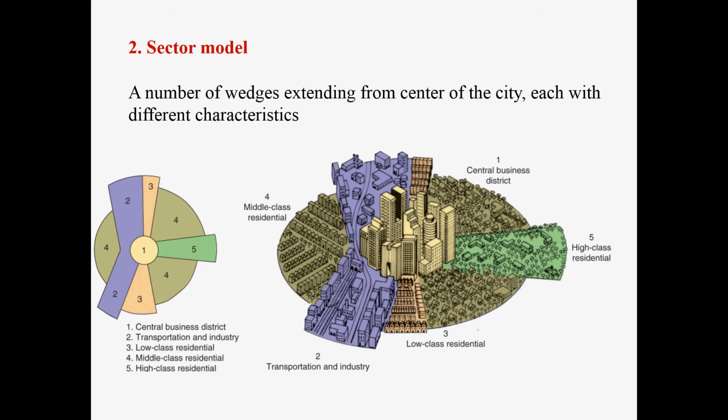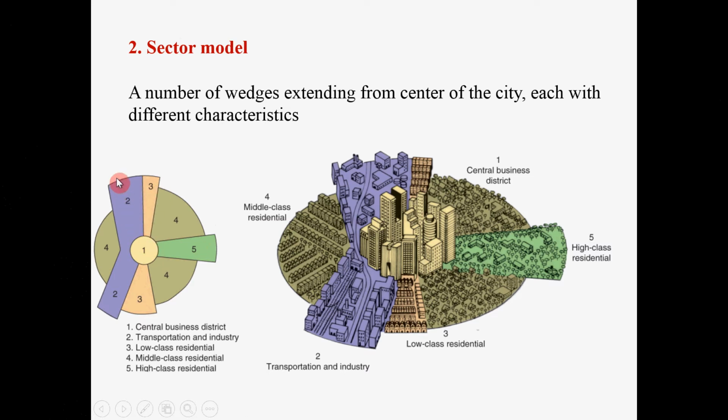Then some American sociologists investigated a number of different cities. They had a different opinion about the internal structure of North American cities, and they proposed a concept called the sector model. They said that the internal structure of a city, instead of concentric zones, has a CBD, and from the CBD you have extensions of different edges coming out. For example, you have this sector that they call the transportation and industry sector.